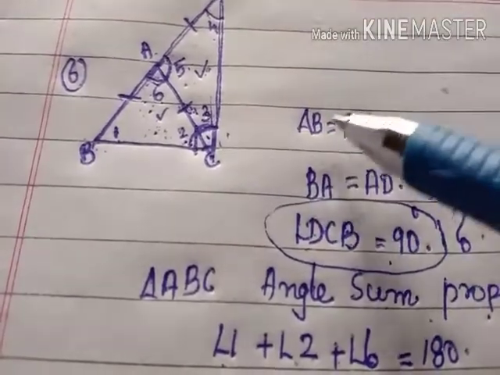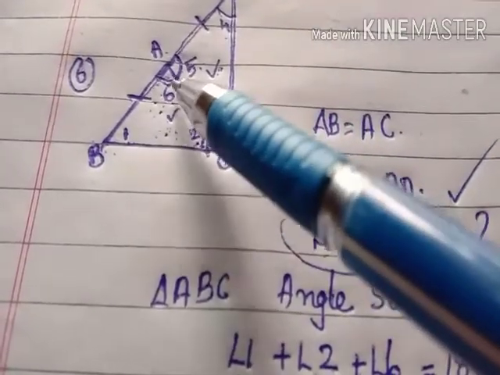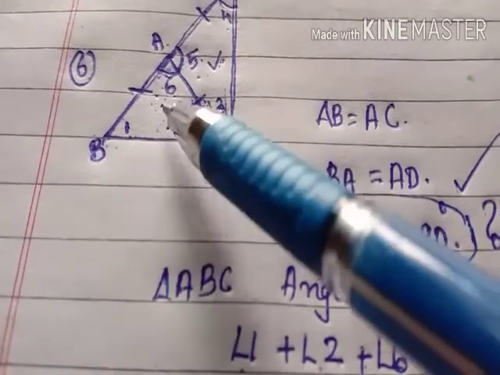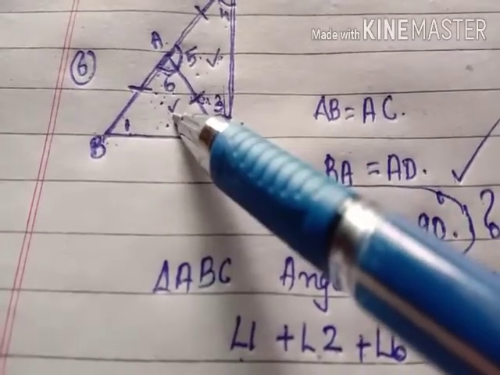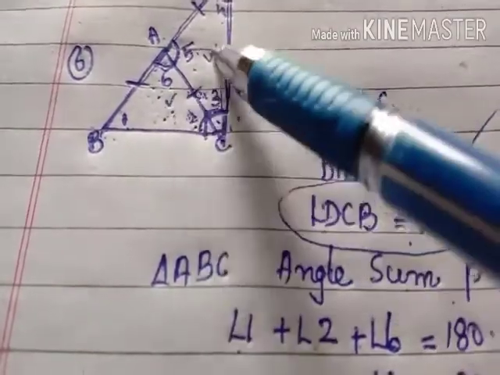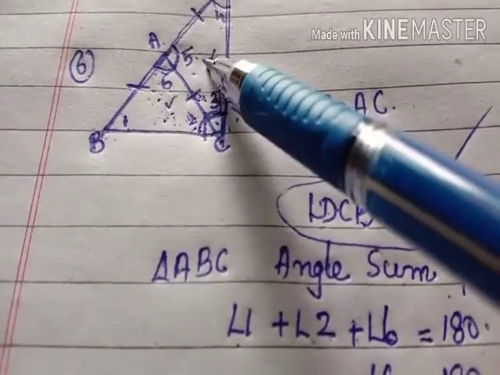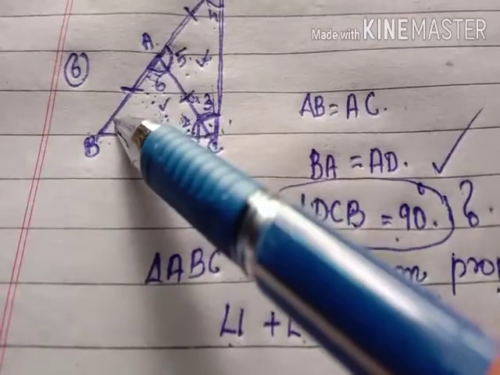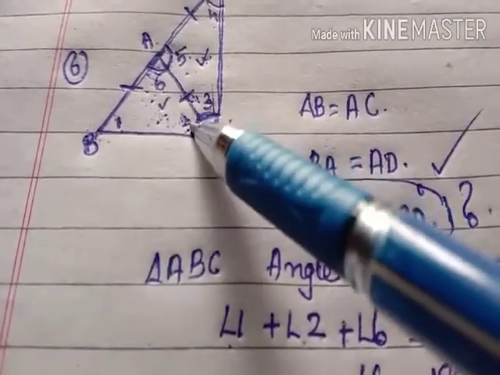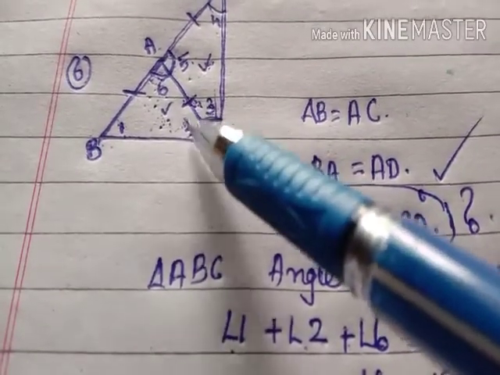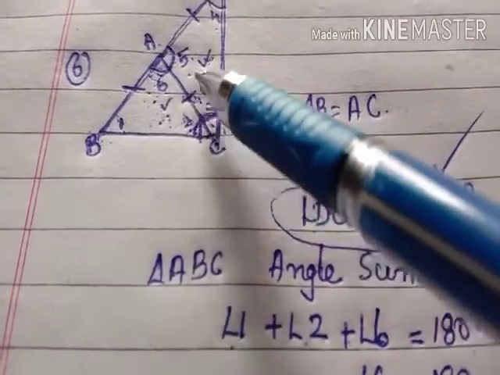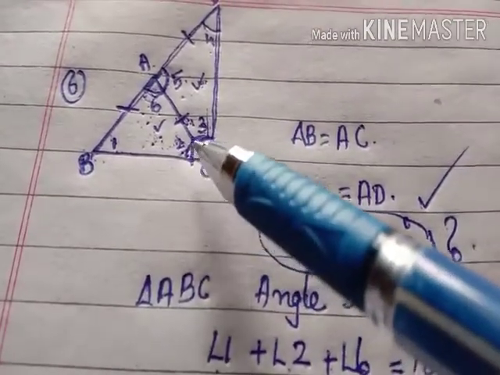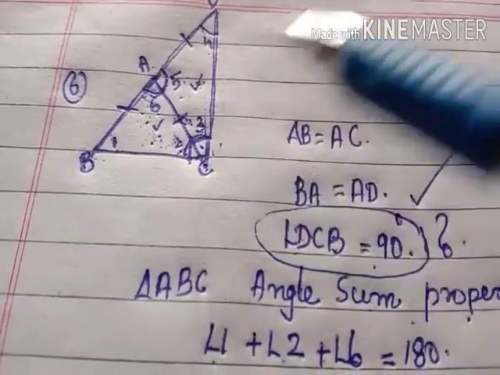Is it clear? So this is a simple one. You have to apply angle sum property in these two triangles. First you have to apply angle sum property. Then linear pair axiom. Then finally the result. What's the result? Equal sides. Angles opposite to equal sides are equal. So using these three, we can easily solve this question.